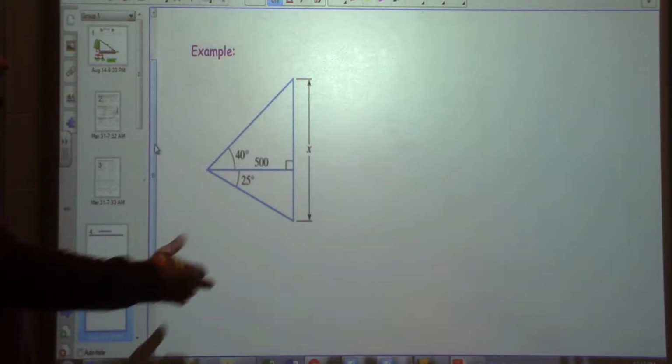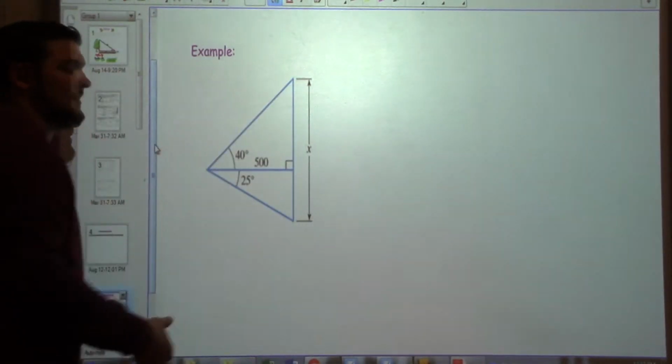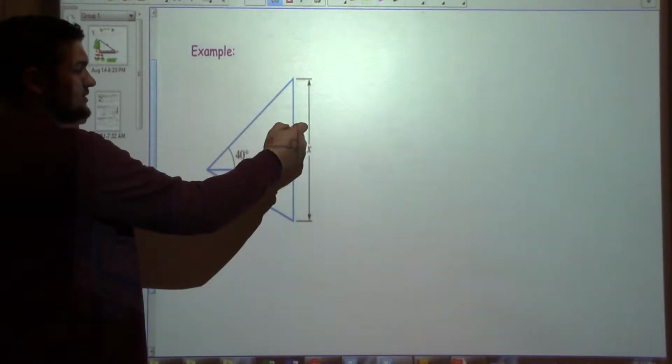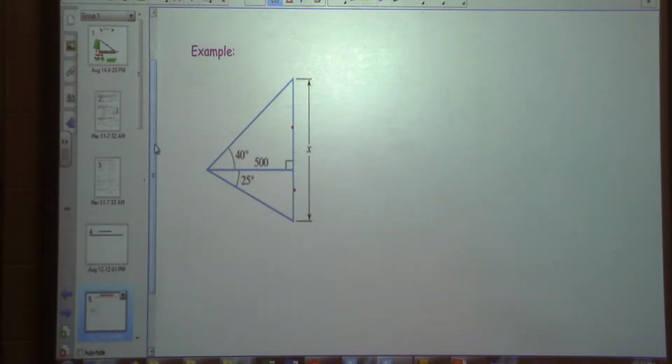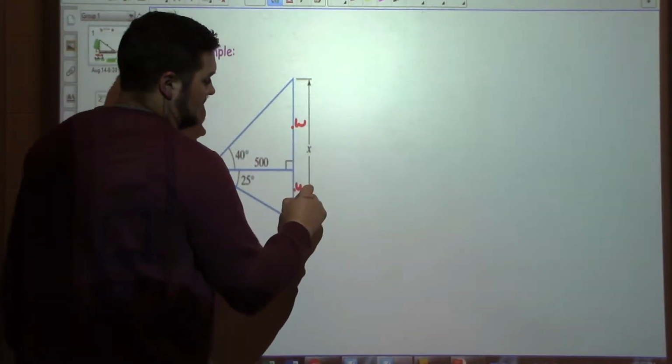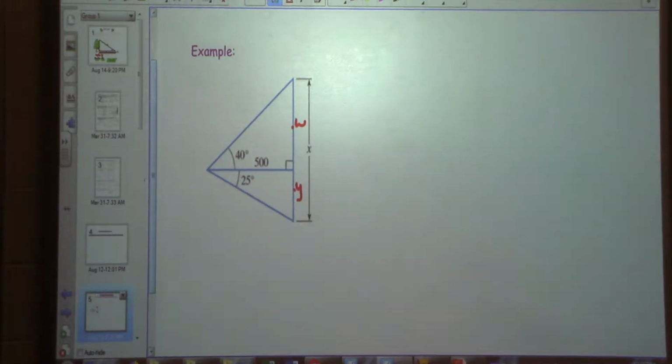We want to find that whole length, but we don't have any sort of trig function to do that because it doesn't make a right triangle. But if we solve for these two sides right here, we can add those together and we can get x. So I'll call them w and y. I like to give them variables. You can call them y and z, t and s, any variable you want. I'm going to call them w and y.